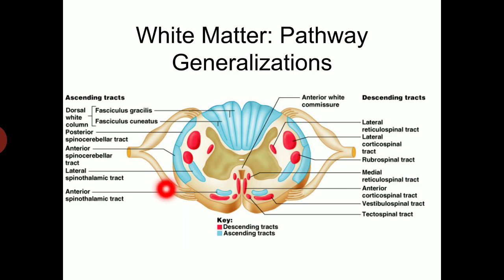Most of the ascending and descending tracts pass through this white matter. There is a list of ascending tracts like dorsal column tracts, spinocerebellar, lateral spinothalamic and anterior spinothalamic tracts. And the descending tracts are lateral reticulospinal, lateral corticospinal, rubrospinal, medial reticulospinal, anterior corticospinal, vestibulospinal and tectospinal tracts. So these are extrapyramidal tracts, descending tracts, motor tracts.